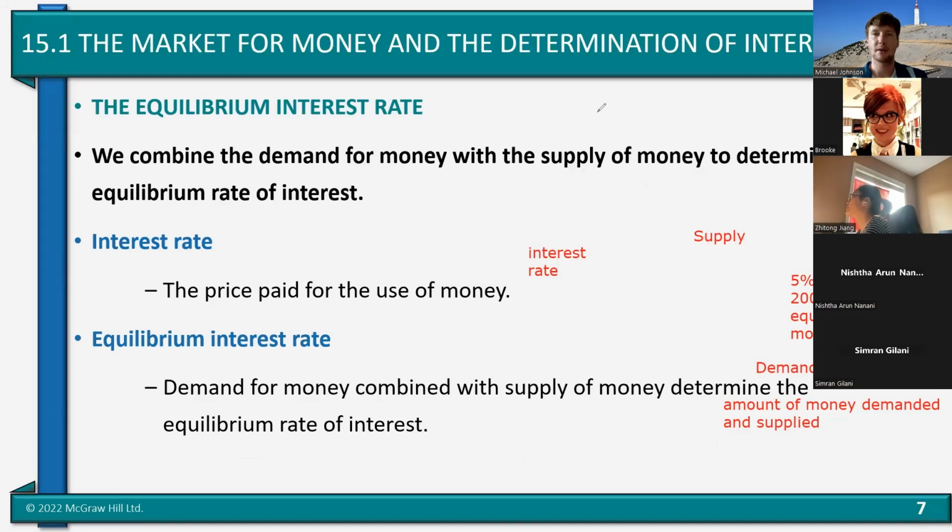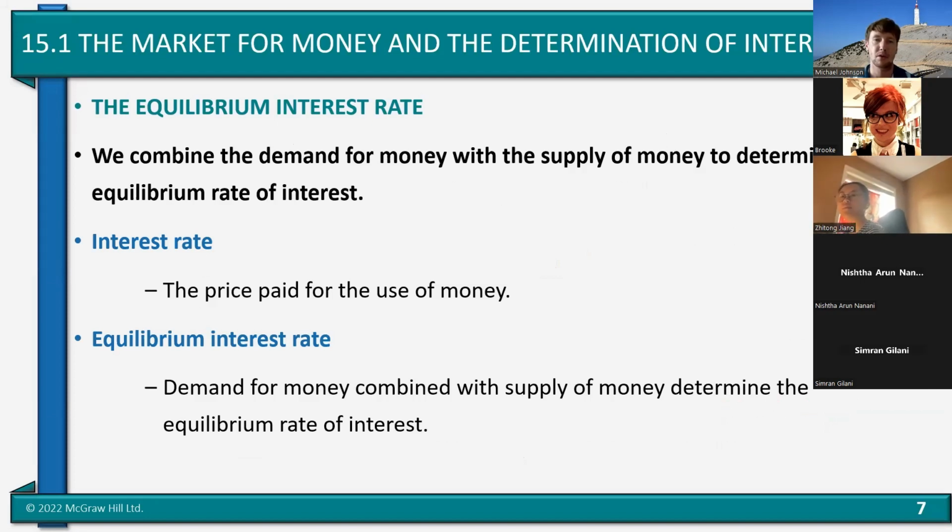So we combine the demand for money with the supply of money to determine the equilibrium rate of interest. Interest rate is the price paid for the use of money. Equilibrium interest rate is the demand for money combined with the supply of money to determine the equilibrium rate of interest.